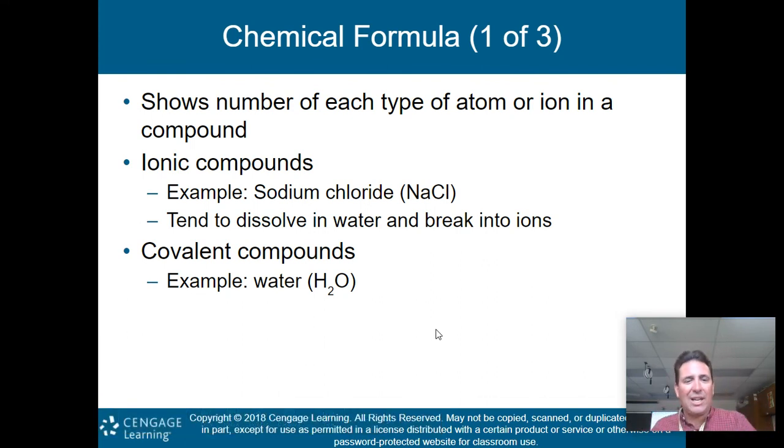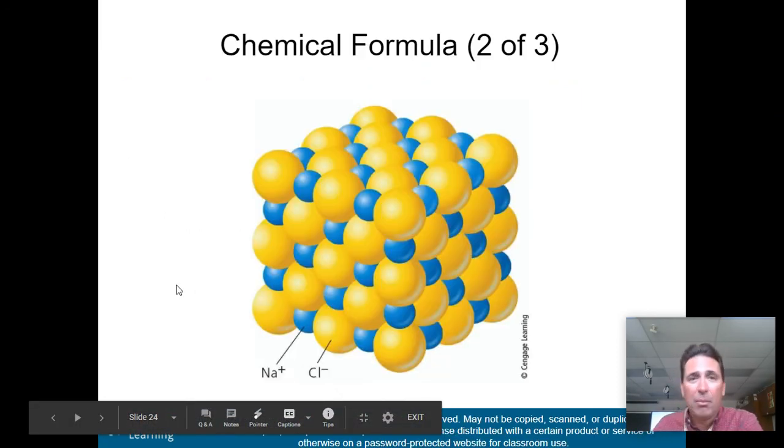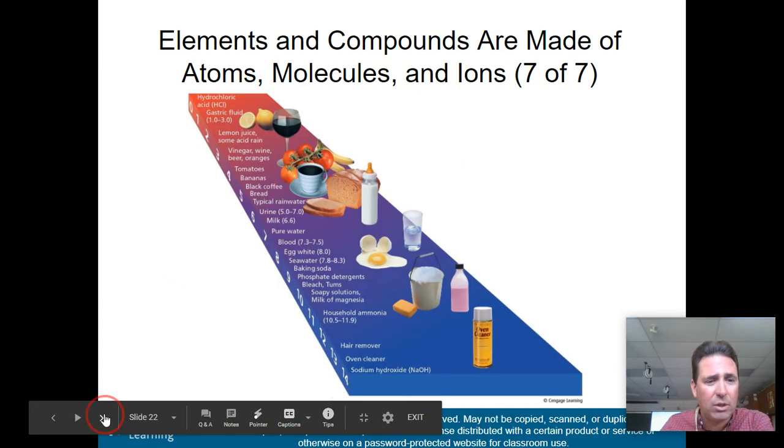All right. Okay, talking about chemical formulas, this shows the number of each type of atom or ion in a compound. So there are two types of compounds: ionic compounds like sodium chloride, salt, which tend to dissolve in water and break into ions. Ionic compounds are when one substance will give its electron to another substance, and that'll cause them to come together. Or we have covalent compounds like water, H2O, where the electrons are actually shared between the elements.